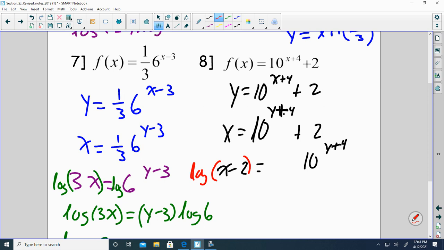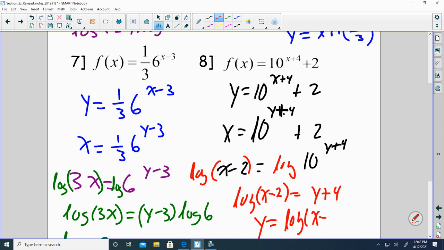Yes, you want to have that grouped because you're doing the log of x minus 2. So I'm going to get log of (x minus 2) equals y plus 4. So y equals log, grouped, x minus 2, minus 4. That's my inverse.